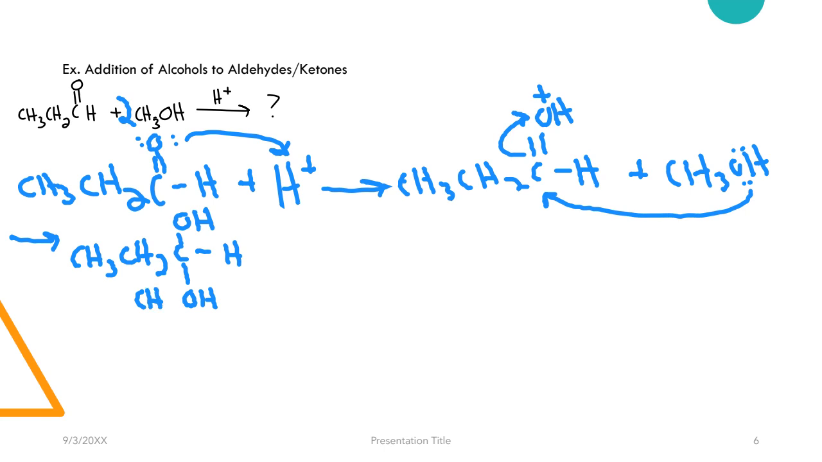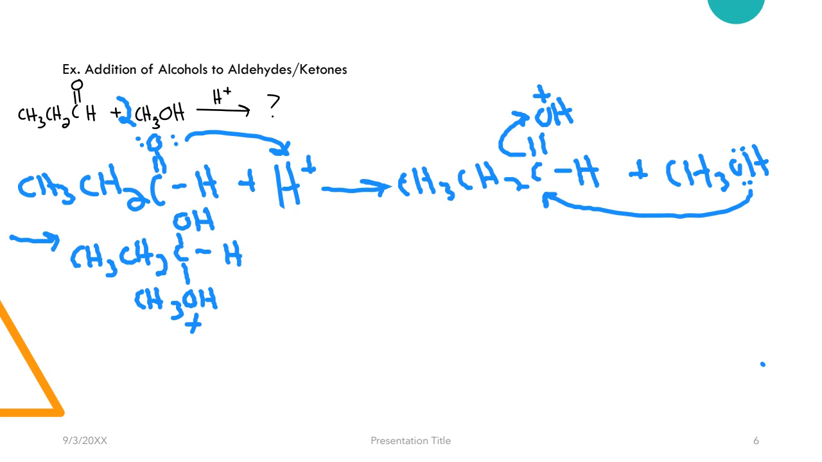So be careful when you're writing this, because sometimes people will write it like that. Be careful not to do that, because the oxygen is bonding to the carbon. Make sure your bond is drawn from the carbon to the oxygen. Okay, and this oxygen has a positive charge. It has one too many bonds. So here's our protonated hemiacetal, because we started with an aldehyde.